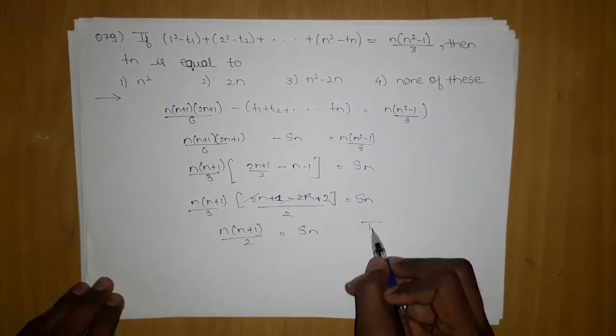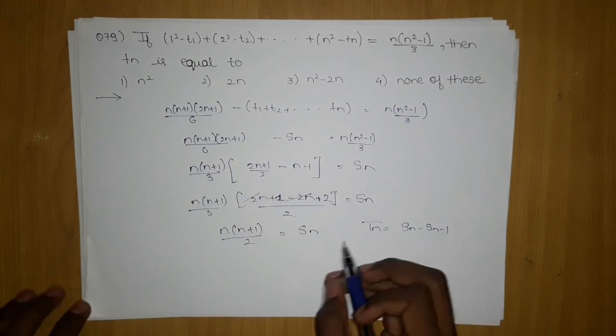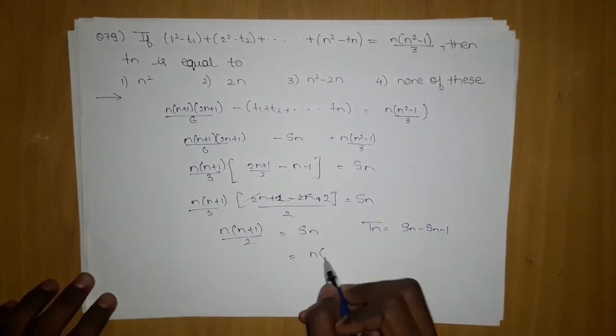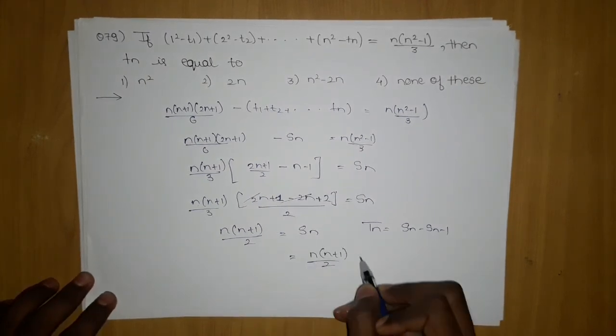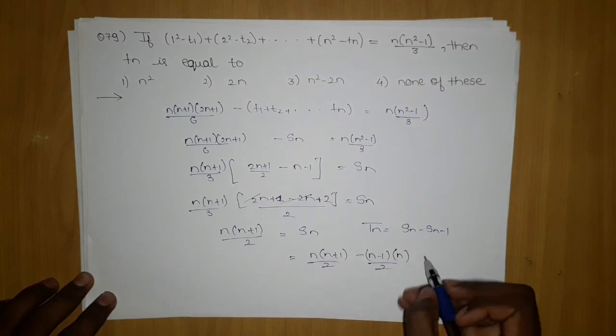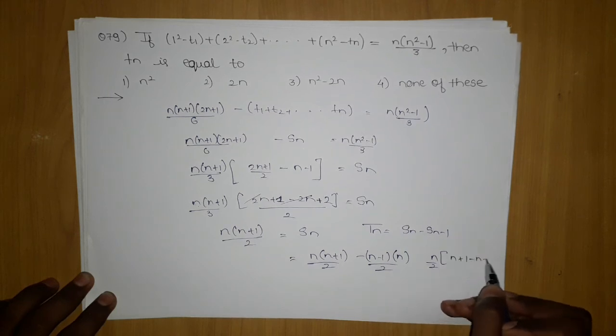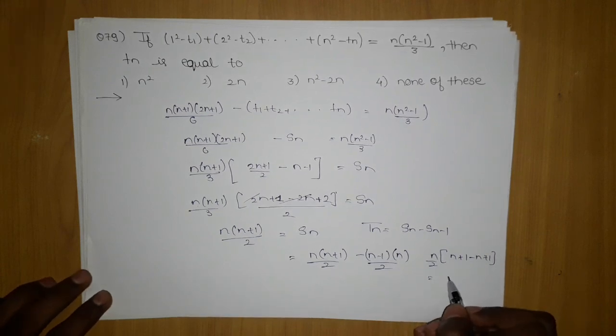Okay, can I get my Tn? Tn is nothing but Sn minus S(n minus 1), which is nothing but n into (n plus 1) by 2 minus (n minus 1) into n by 2. N by 2 is taken common, (n plus 1 minus n plus 1), which will become in the end n.